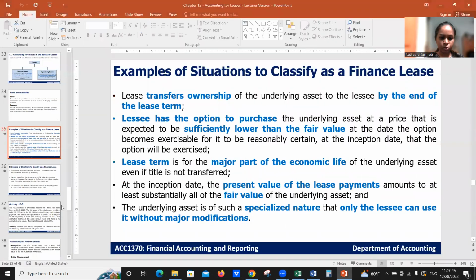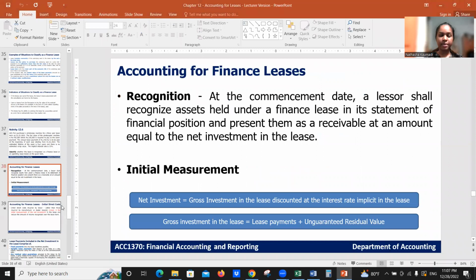Now, if I can go back to your slides and show you what is the equation we're going to use for net investment, this one. Net investment is equals to gross investment in the lease discounted at the interest rate implicit in the lease. Okay. Net investment එක කියන්නේ discount කරපු gross investment එක. Now, the next question is, what is gross investment? Gross investment in the lease equals lease payments plus unguaranteed residual value.